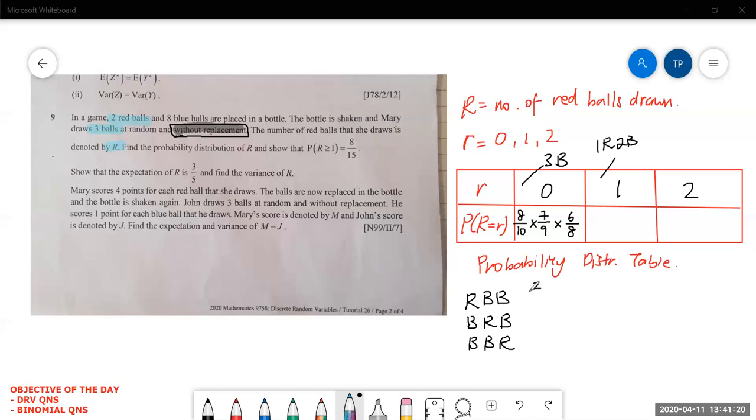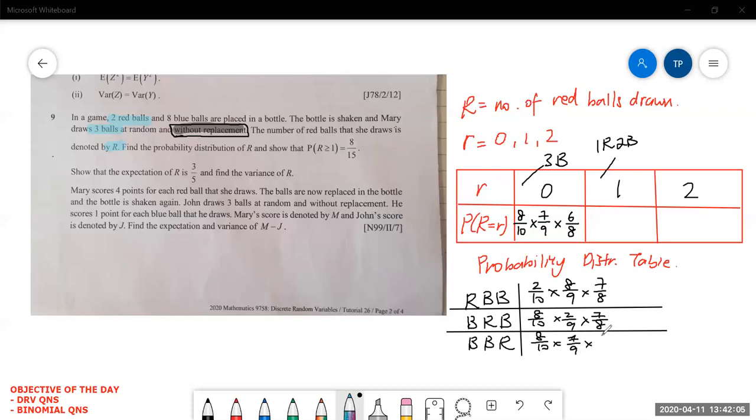This will be 2 over 10 multiplied by 8 over 9 times 7 over 8. This will be 8 over 10 times 2 over 9 times 7 over 8. This will be, same thing, 8 over 10 times 7 over 9 times 2 over 8. So we have to add all of this up. Can someone calculate for me?